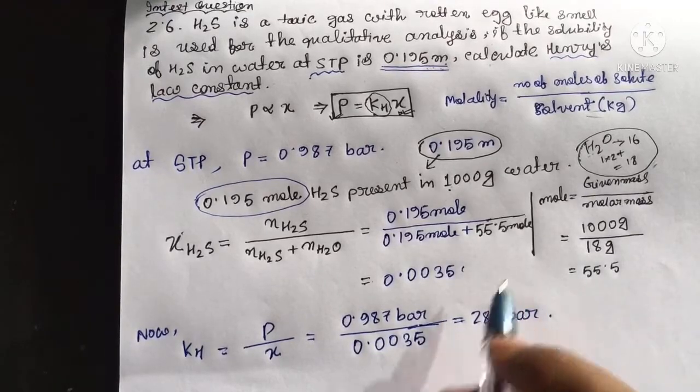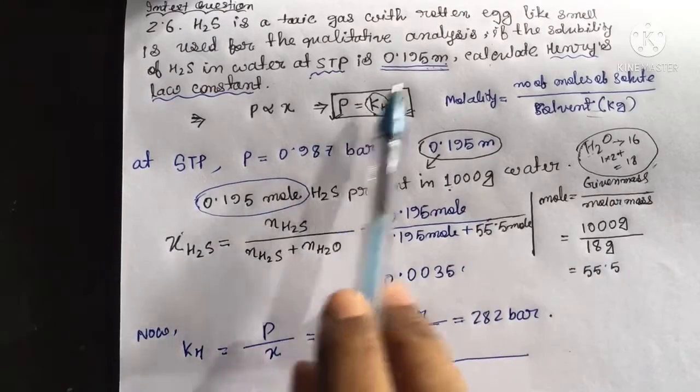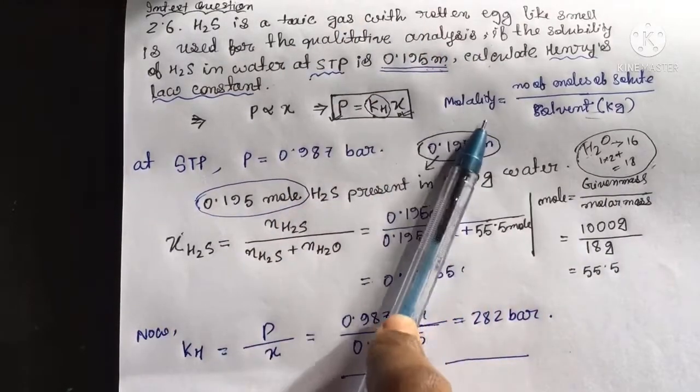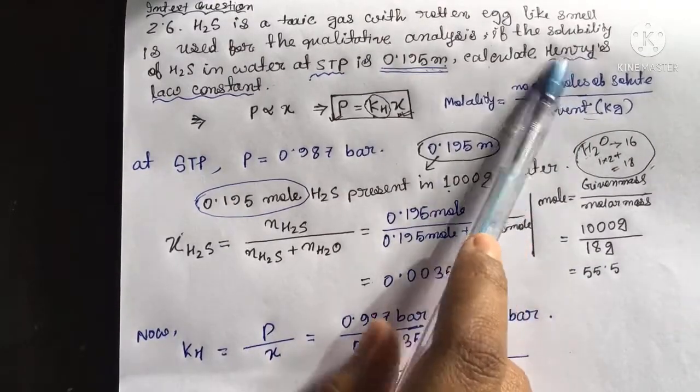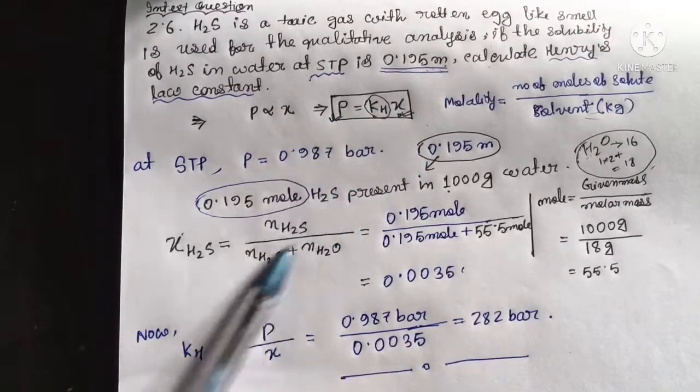So you see that it's really very easy. First of all, we have to read the question very carefully. Then we have to think about what we have to calculate. If we have to calculate the Henry law constant from this equation, and we know the value of p and x, then it's very easy.